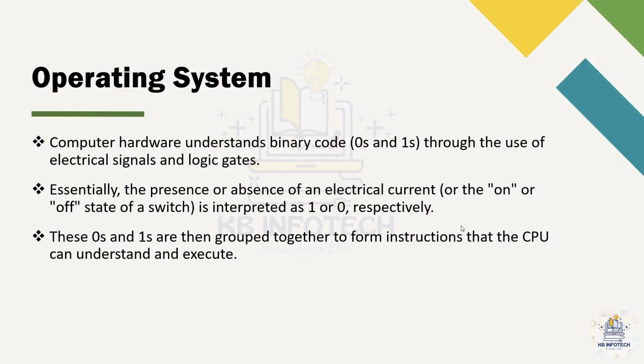It understands them through the use of electrical signals and logic gates. Means the presence or absence of an electrical current or the on or off state of a switch is interpreted as 1 or 0 respectively. These zeros and ones are then grouped together to form instructions that the CPU can understand and execute. Right, means if electricity passes through, then it is treated as 1. If no electricity, then it is treated as 0. Simple. Based on this logic, the whole software world is designed and working with any type of hardware.